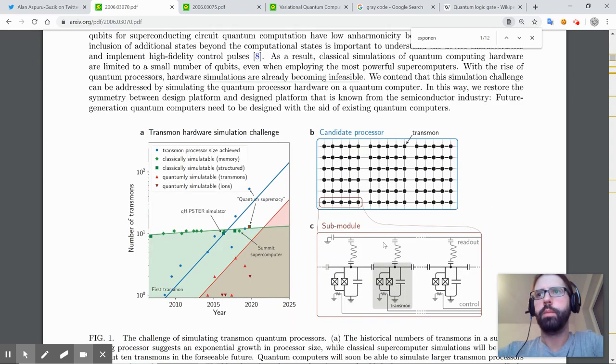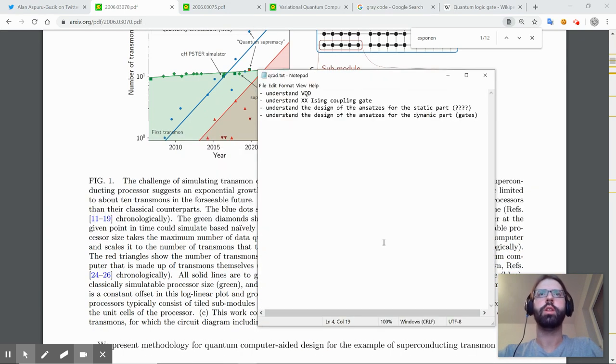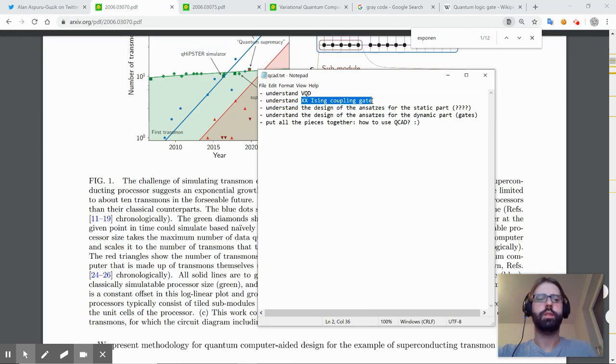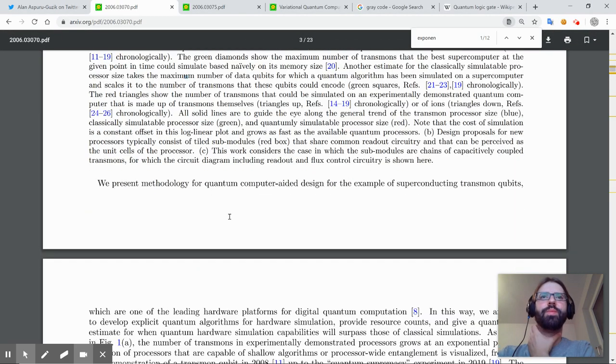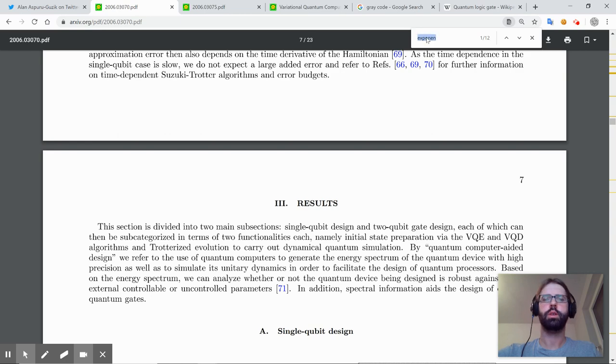So that's what I'm going to do, maybe in the next videos, I guess. I want to start digging into VQD. I want to start getting into what the Ising gate is doing and the design of the ansatzes, and then what's the whole purpose of it, and put all the pieces together. Or how to use QCAT. Is the Ising coupling gate, and why is this used and not something else? At that point, I'm just bothered by curiosity.